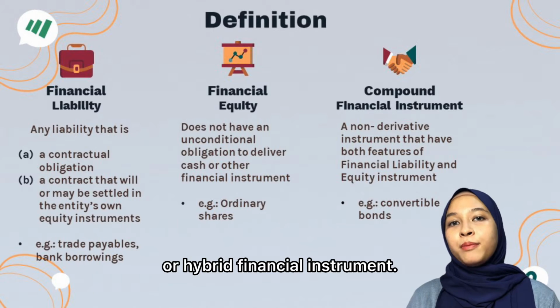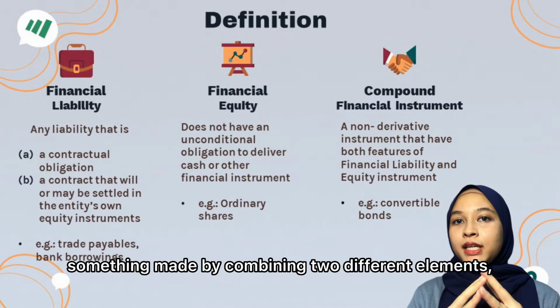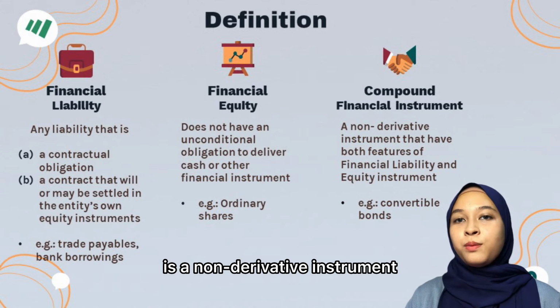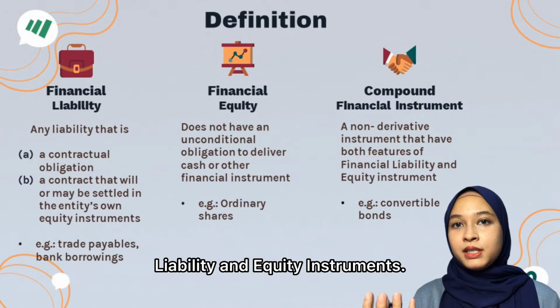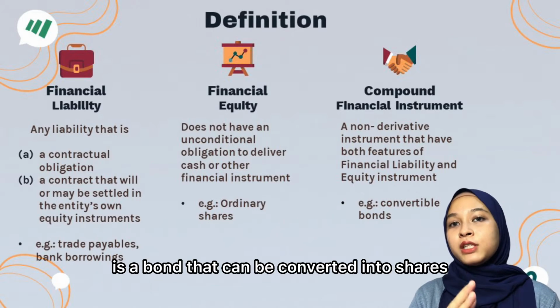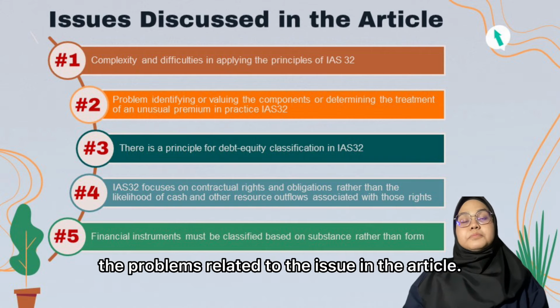Lastly, compound or hybrid financial instrument. Generally, hybrid means something made by combining two different elements. So hybrid financial instrument is a non-derivative instrument that has both features of financial liability and equity instruments. The most common example is a bond that can be converted into shares, which is known as convertible bonds. I will explain further the problems related to the issue in the article.